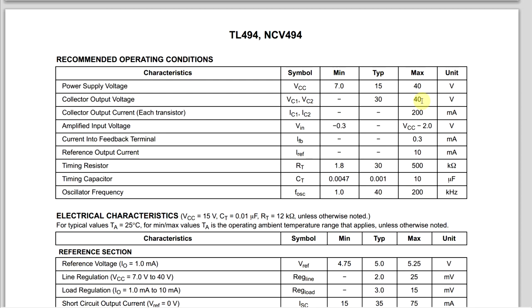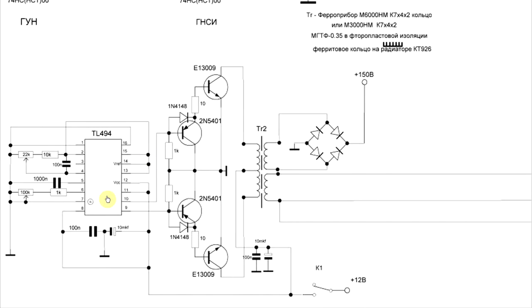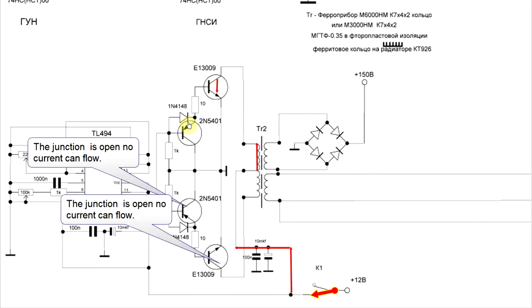This TTL operates at a maximum of 40 volts and 200 milliamps. After K1 is switched on, the 12 volts is delivered to the middle tap of the transformer tier 2. If the junction between collector and emitter of this transistor is closed, which is conducting, then the current will flow from the tap on tier 2 to the ground.